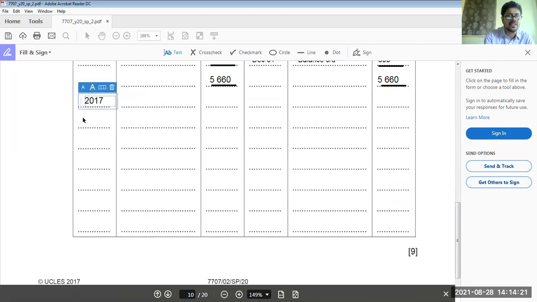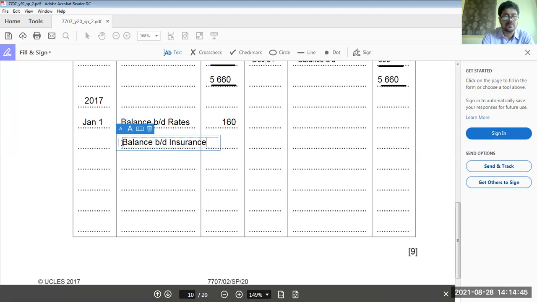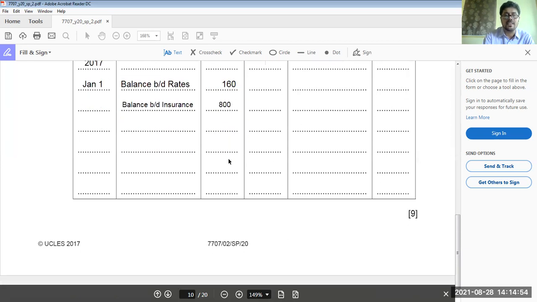Otherwise, your marks will be deducted. January 1st, balance BD. Balance BD is how much? It's 160. And what about insurance? So this is counted. Now you get the 9 marks.